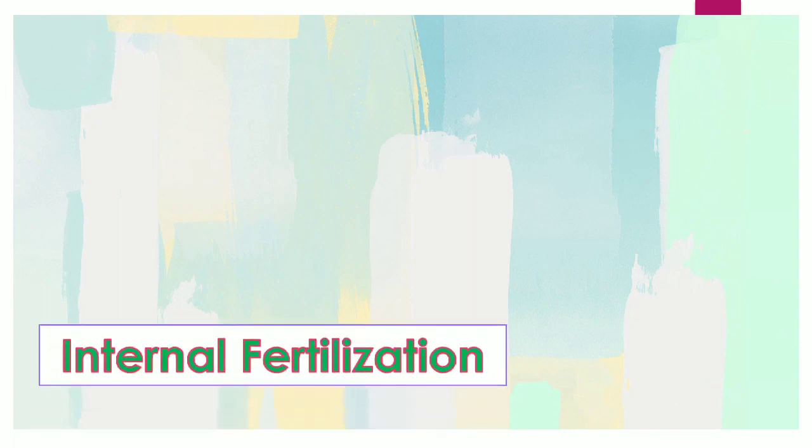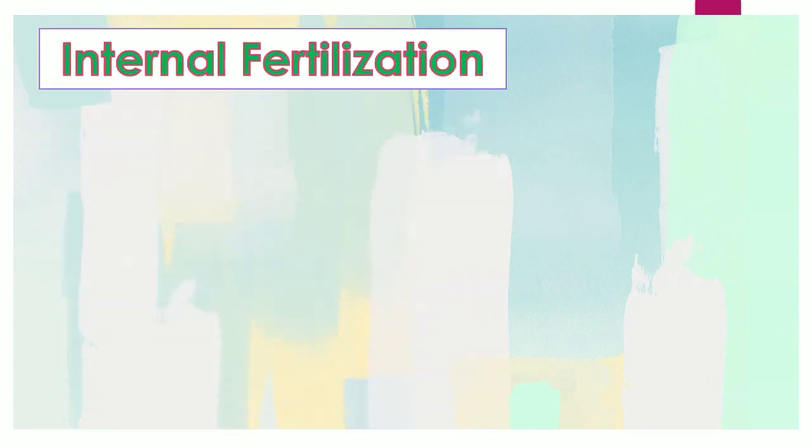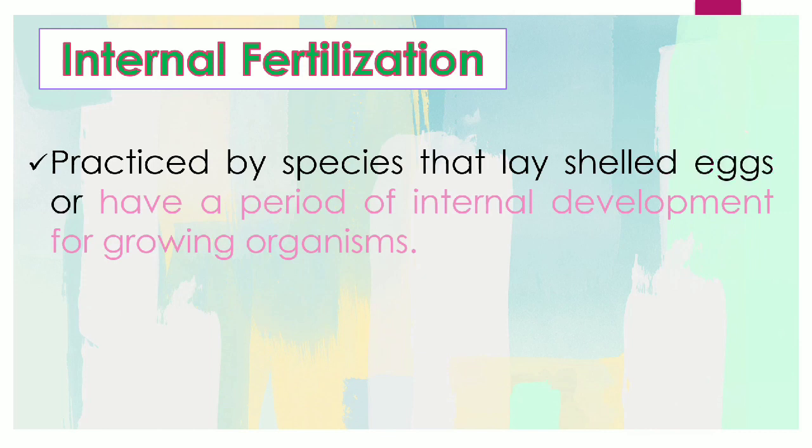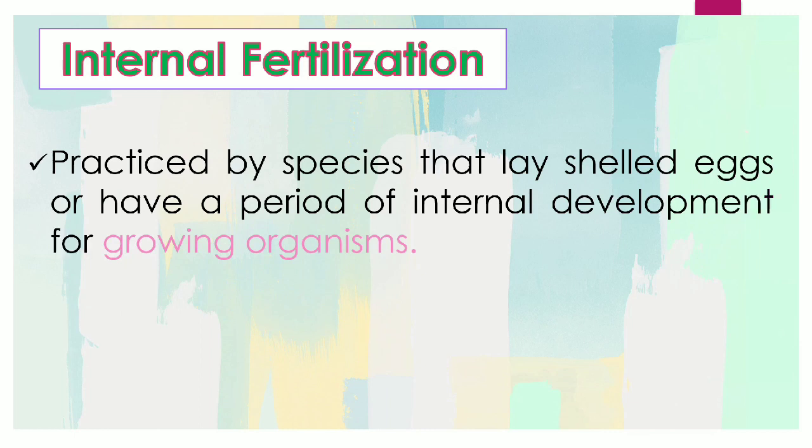The second type of fertilization is internal fertilization. Internal means inside. Internal fertilization is practiced by species that lay shelled eggs or have a period of internal development for growing organisms. It is a type of fertilization in which the union between male and female gametes occurs inside the body of the female.